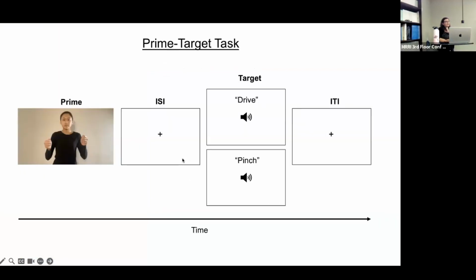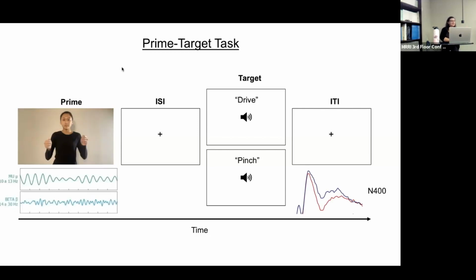So this is a diagram that illustrates just the basic structure of the task. We have a video showing a gesture here, in this case, the gesture for drive, a brief pause, and then there will be an auditory presentation of a word that either matches, and I apologize because I'm relying on the arrow here, but the word is drives. The top box shows a match versus a mismatch. And so we want to examine whether participants are sensitive to that mismatch across the word and the gestural prime being presented.